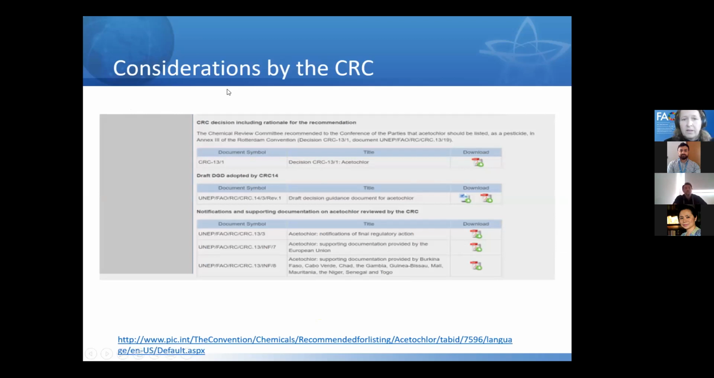Here you see these notifications then have been taken into account by the Chemical Review Committee, and they have based their decision on these notifications, which you can see here. This is the decision for recommending, in Russian, which can be downloaded. And also they recommended acetochlor for listing and finalized the draft decision guidance document, which you also can find here on the web page. So all these documents, what I already mentioned, are available on the web page.